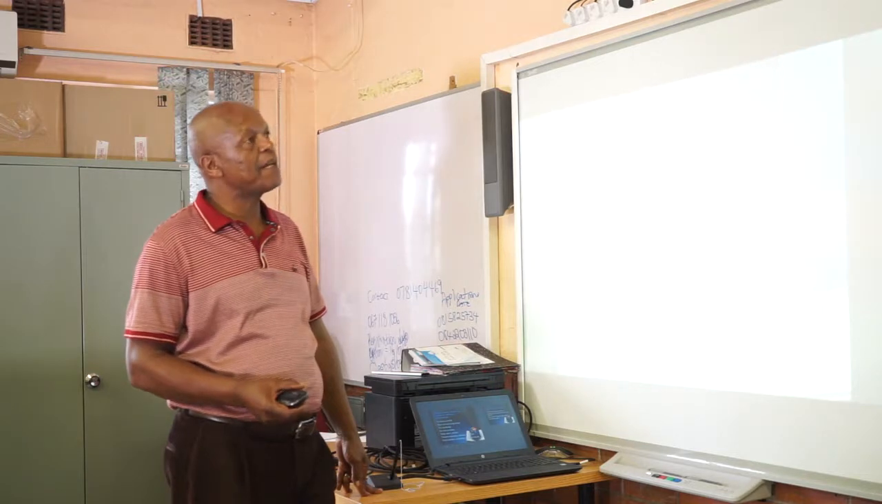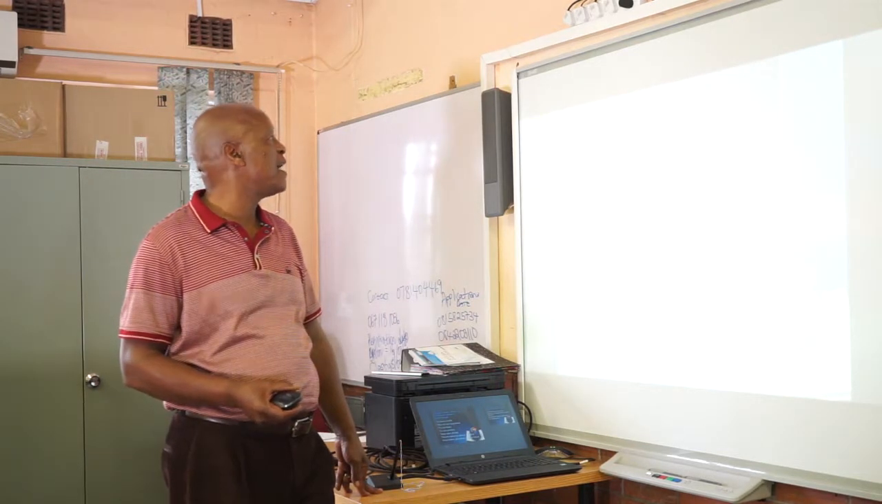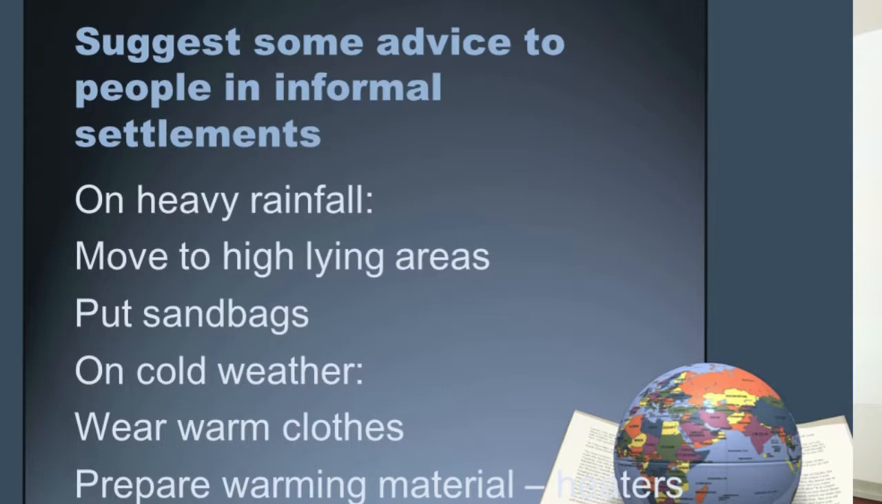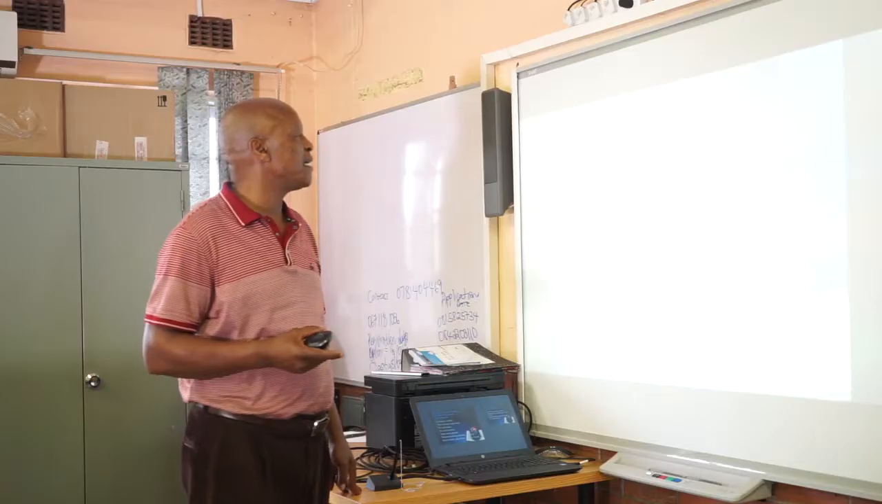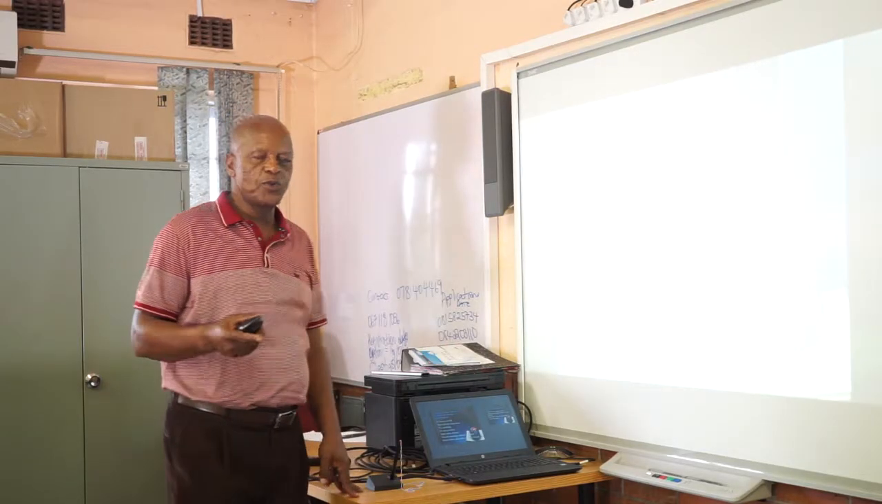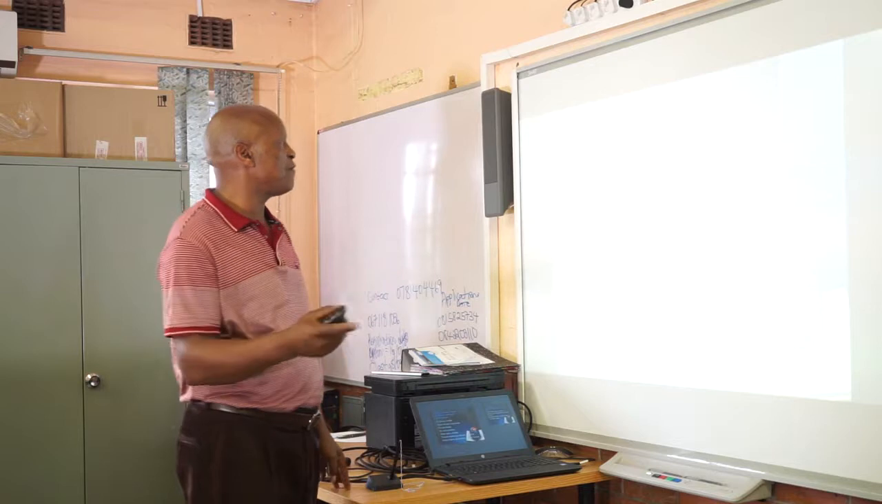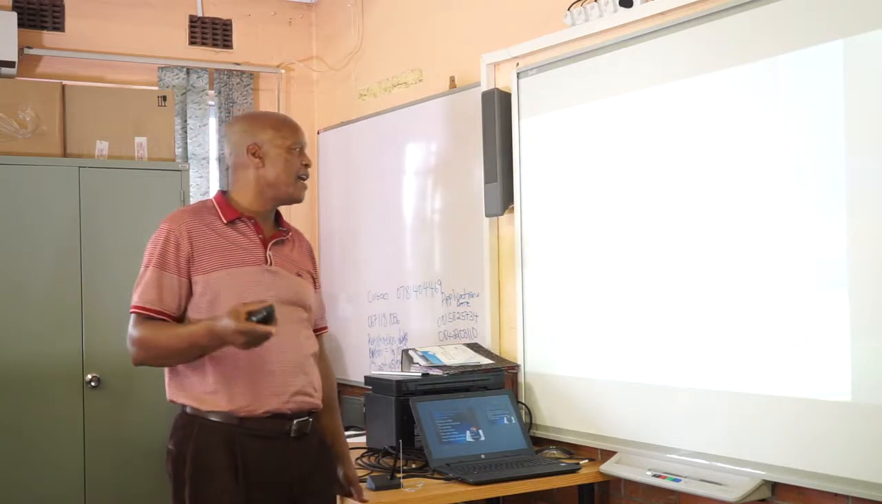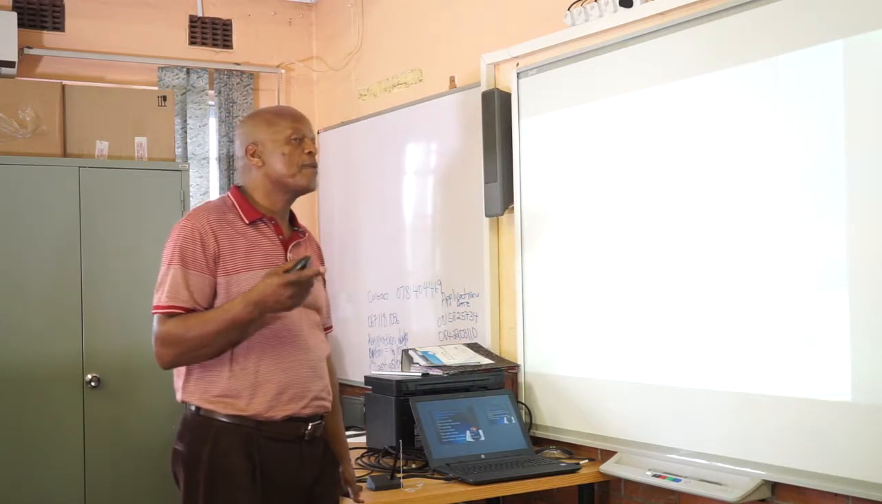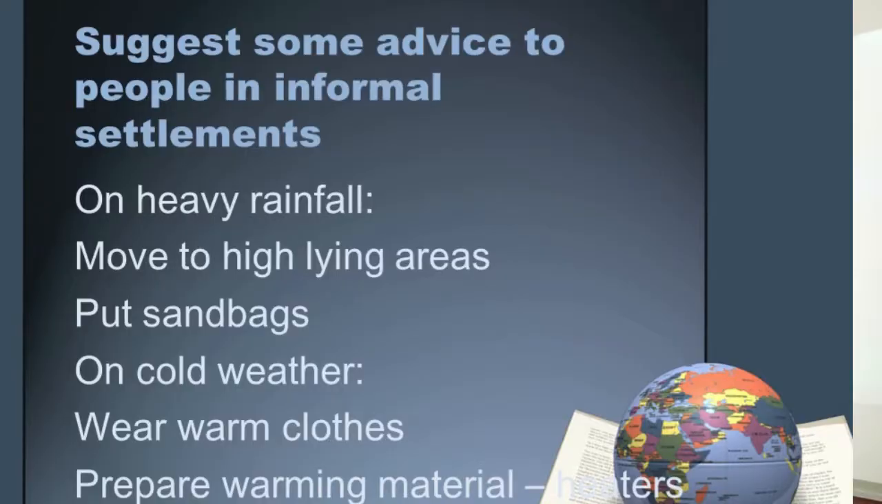Now, suggest some advice, a very popular question for the examiner. Suggest some advice to people living in informal settlements. Heavy rainfall. Once the mid-latitude cyclone is coming, definitely what you advise the community that is living in informal settlements is to move to high-lying areas. And they must also put sandbags to avoid being flooded.